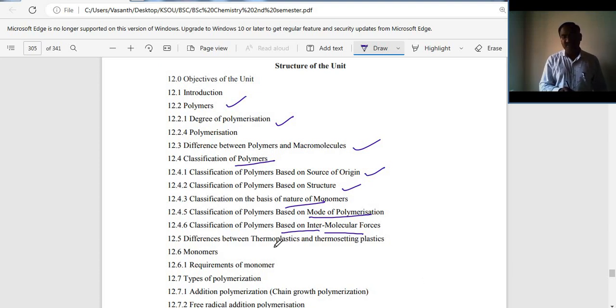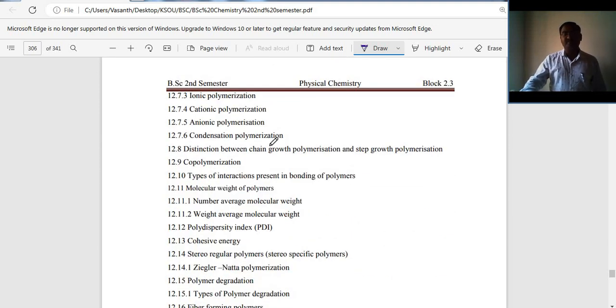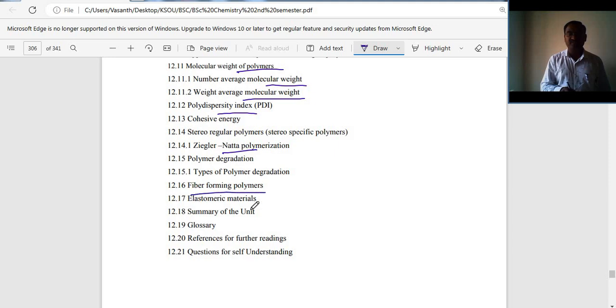And what are the differences between thermoplastic polymers and thermosetting polymers? Requirements of monomers, types of polymerization under addition polymerization, meaning chain growth polymerization, free radical addition polymerization, ionic polymerization, cationic polymerization, condensation polymerization, and the distinctions between chain growth polymerization and step growth polymerization, and molecular weight determinations based on number average molecular weight, weight average molecular weight, polydispersity index, cohesive energy, Ziegler-Natta polymerization, fiber forming polymers, elastomeric polymers, and summary of that.